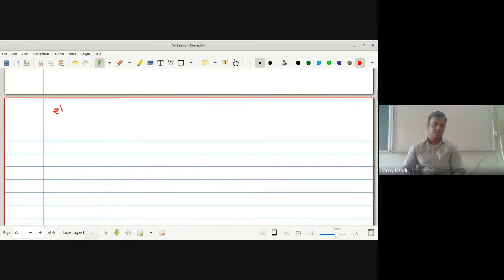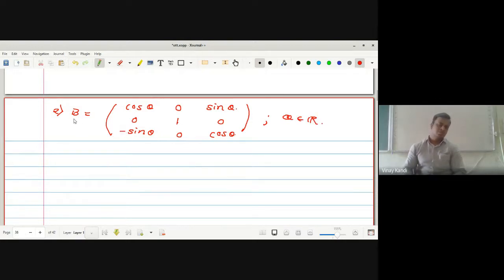Now the second example: take the matrix B of order 3 cross 3, with first row cos theta 0 sin theta, second row 0 1 0, and third row minus sin theta 0 and cos theta, where theta belongs to the set of real numbers. You can check at home that this B is orthogonal. Find B transpose and we get B into B transpose equal to the identity matrix of order 3.